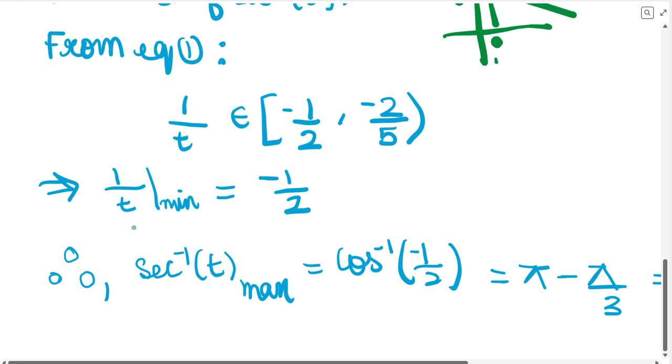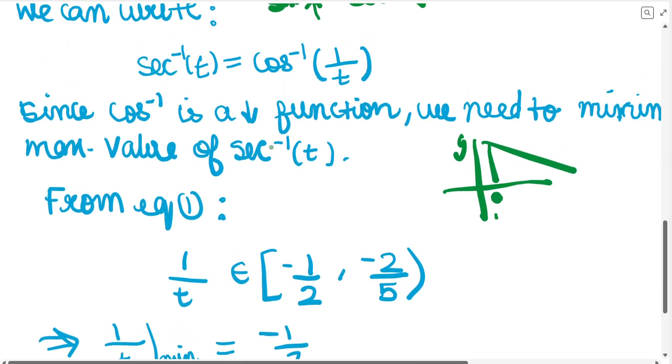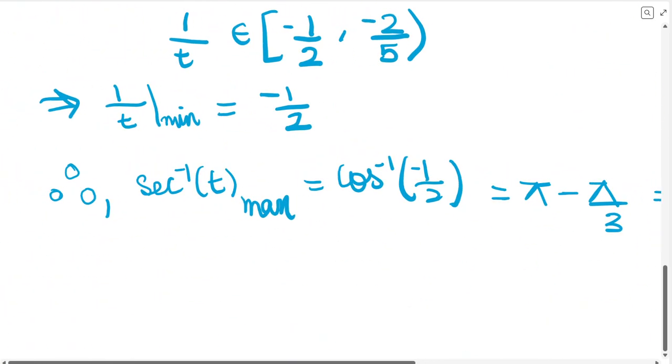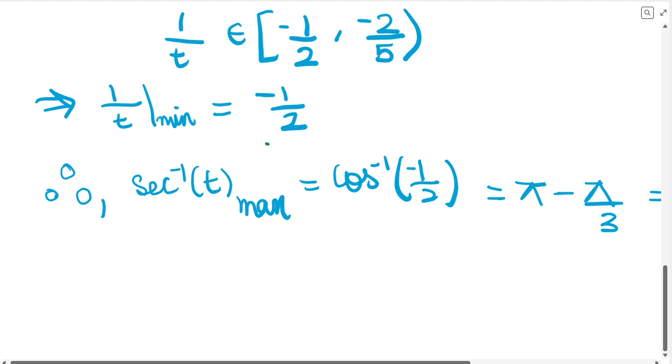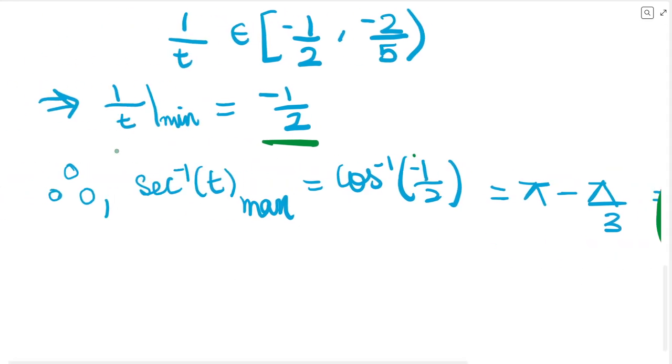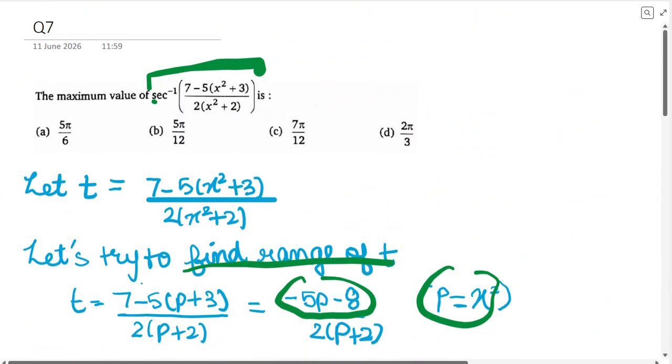Our initial goal was to minimize 1 by t. So what is the minimum value? It is minus half. Now we'll directly substitute minus half in cos inverse. Since we know that cos inverse of minus theta is pi minus theta, we get 2 pi by 3 as our final maximum value of sec inverse t.